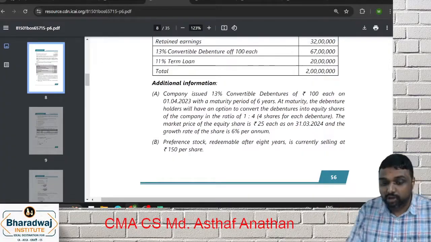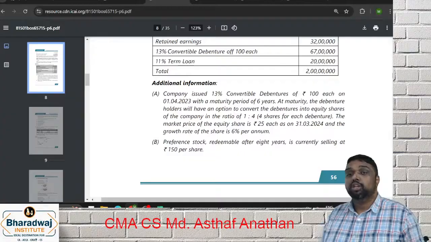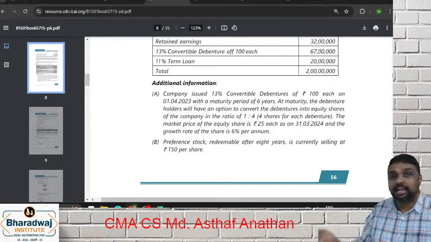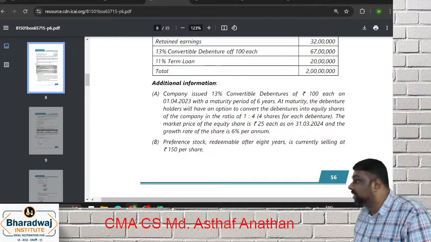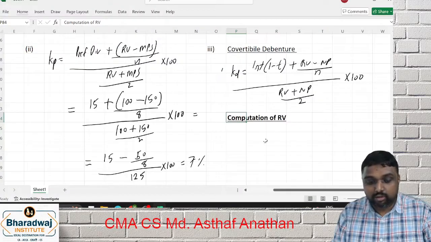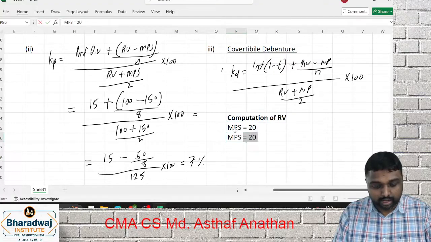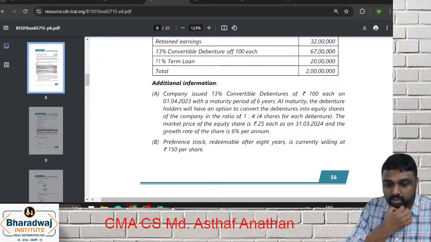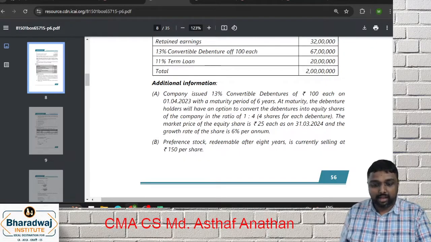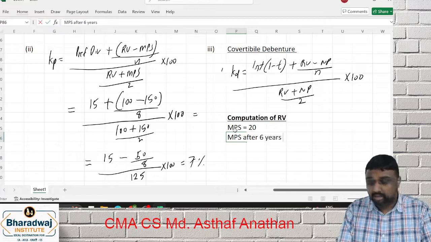So what is the value? It will be converted into equity, 1 for every 4. So the value of your equity is your RV, the redemption value. Shall I start, friends? Right now the market price is 20 rupees. So what is the market price after how many years? 25. What is the market price after 6 years?